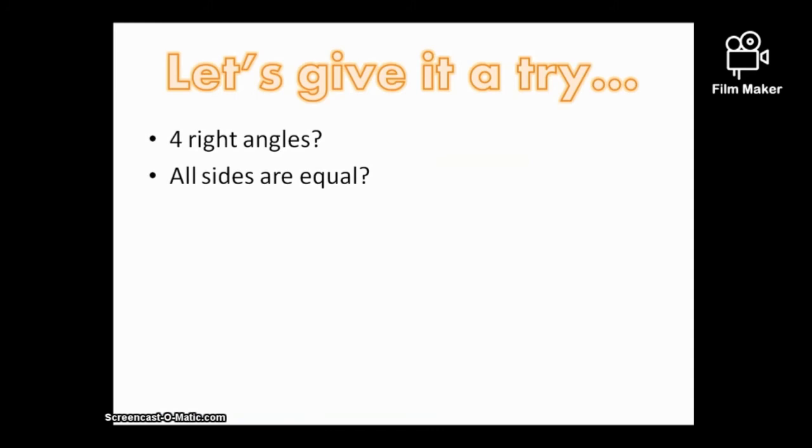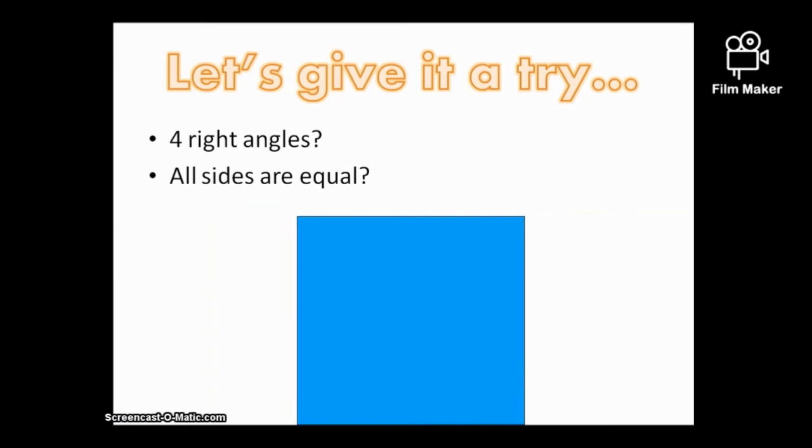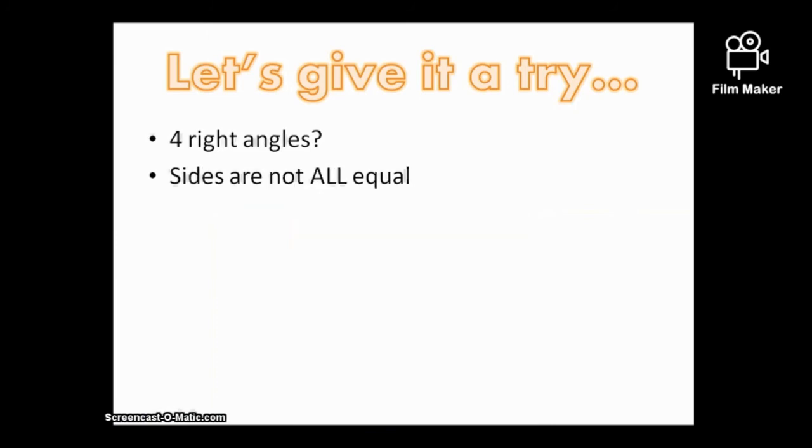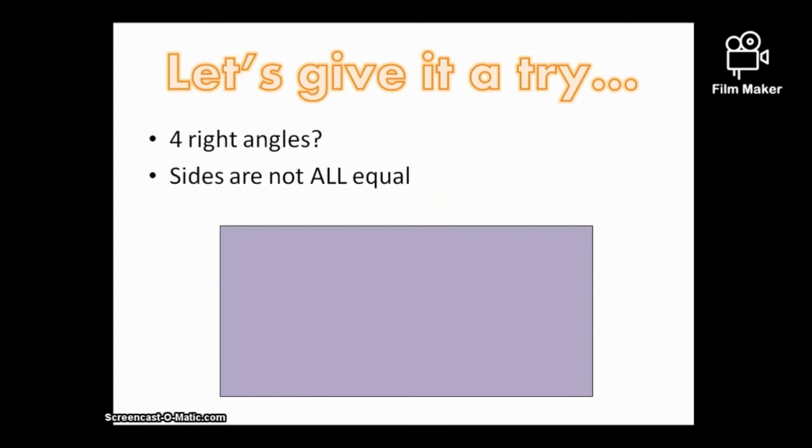So let's go ahead and give this a try now. What polygon that is a quadrilateral has four right angles and all the sides are equal? That's right, it's a square. Alright, so what if it has four right angles, but the sides are not all equal? And that would be a rectangle.